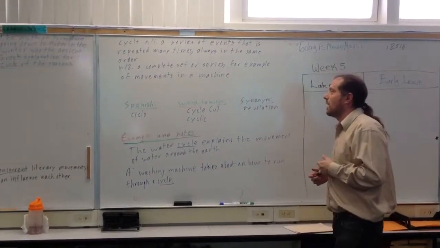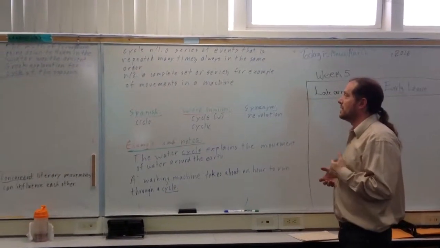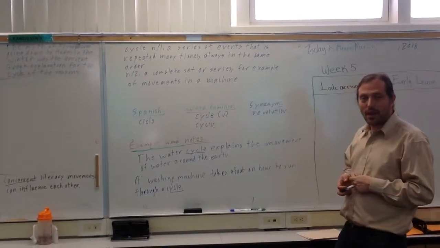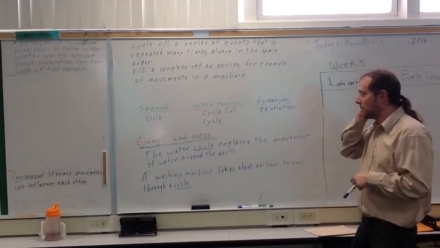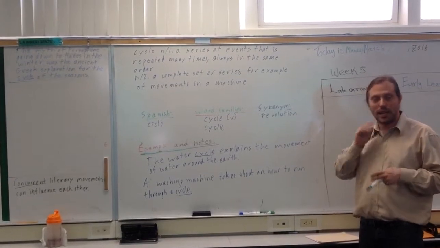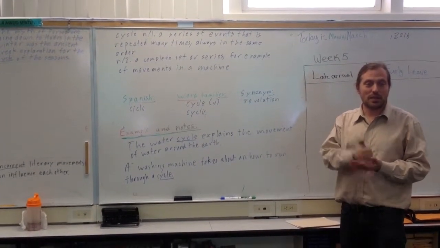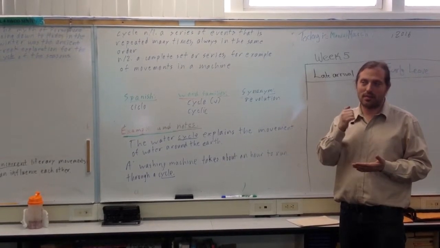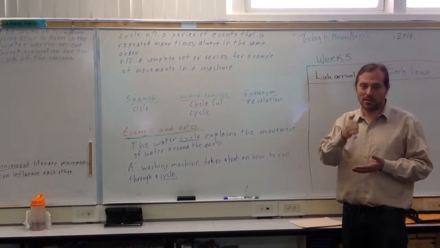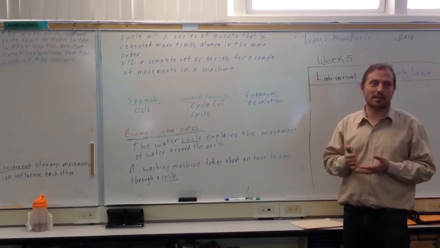Cycle is a noun. It can be a series of events that is repeated many times, always in the same order. So like the seasons. The seasons are in a cycle. Spring comes before summer, fall, winter. Again, spring, summer, fall, winter every year. It's a cycle.